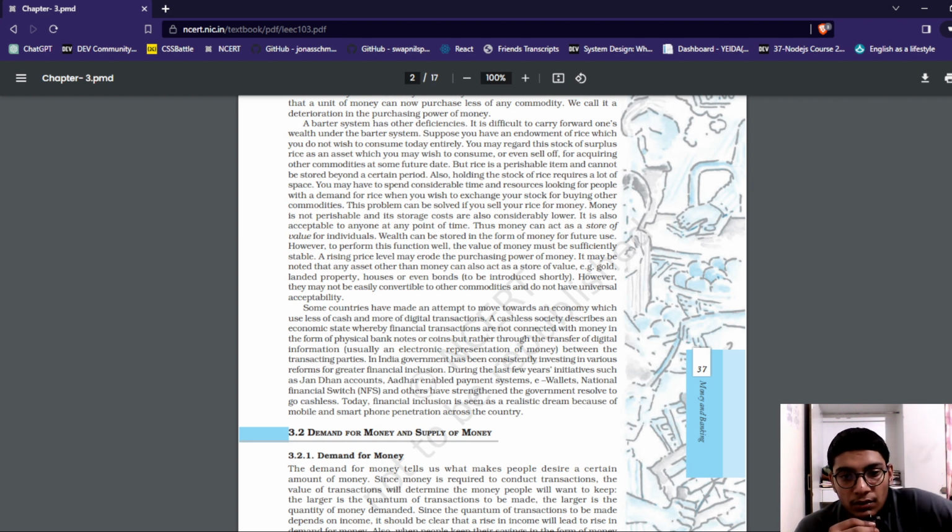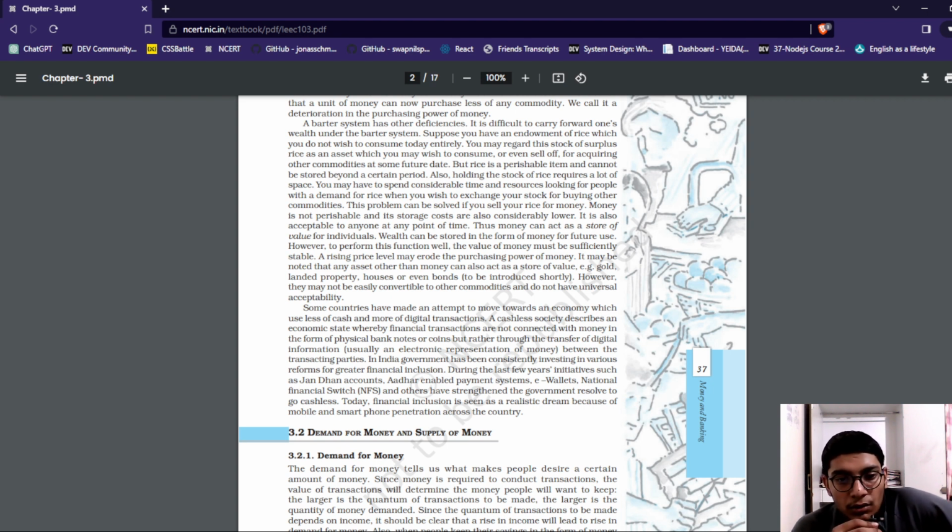Some countries have made an attempt to move toward an economy which uses less cash and more digital transactions. A cashless society describes an economic state where financial transactions are not conducted with physical banknotes or coins, but rather through a transfer of digital information, using an electronic representation of money between the transacting parties. The Indian government has been consistently investing in various reforms for greater financial inclusion during the last few years. Initiatives such as Jan Dhan account, Aadhaar enabled payment system, e-wallet, national financial switch.